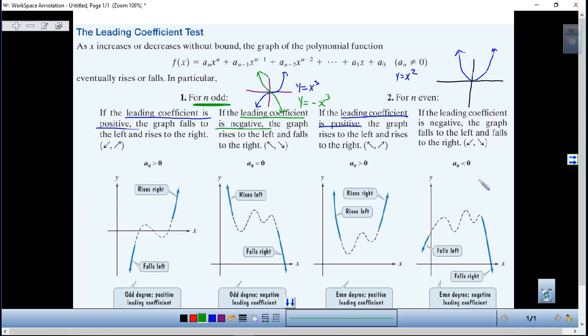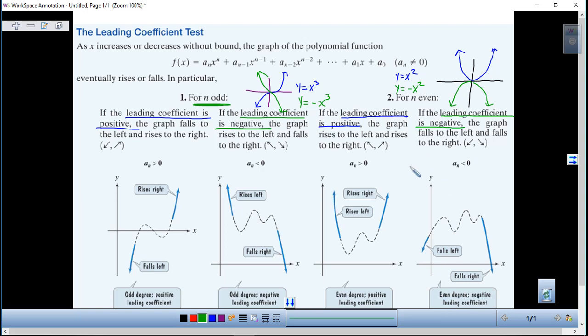Now, if your leading coefficient is negative, you're going to do exactly the same thing you did over here. You're going to think about y equals negative x squared, which does what? Flips it across the x-axis again. So we're going to open down. So the graph is going to fall to the left and fall to the right, or go off to negative infinity to the left and negative infinity to the right.